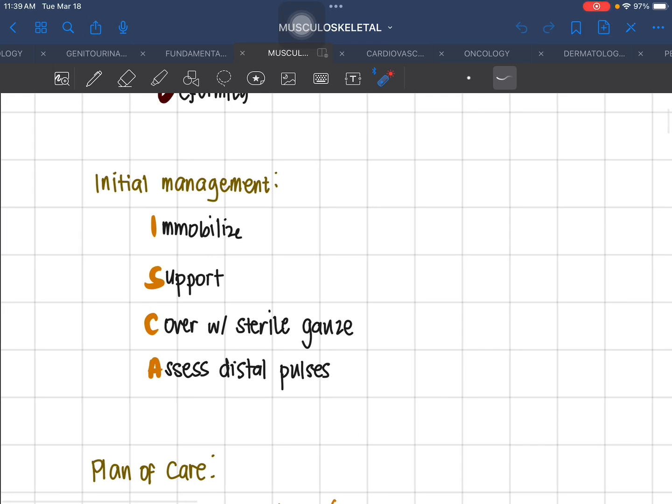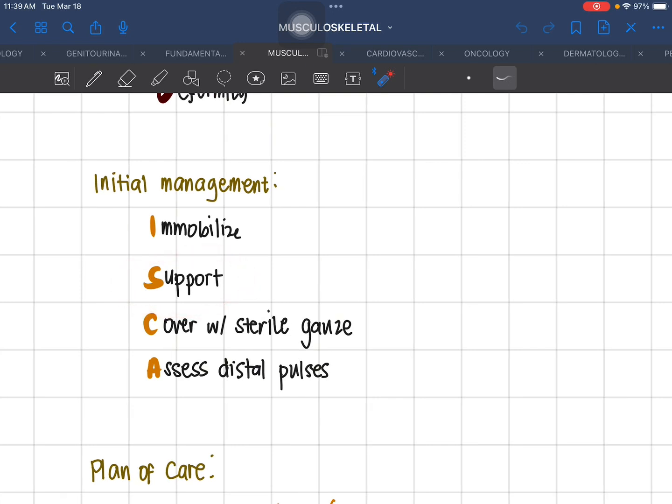So, based on INAP, ang initial management kapag may fracture, ang unang-una mong gagawin, meron tayong tinatawag din na word na ISCA, I-S-C-A. So, I stands for immobilize. So, dapat i-immobilize mo muna siya. S stands for support o i-splint para lalong hindi siya magalaw. So, immobilize, support, and next C stands for cover with sterile gauze.